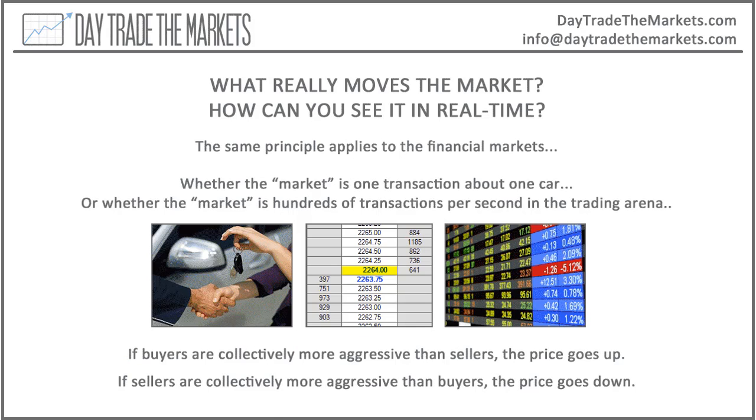Okay. Now, the same principle applies to the financial markets. So again, we could be talking about a negotiation for one car, or we could be talking about the electronic markets of today, where hundreds and thousands of contracts are being bought and sold per minute. Well, again, same principle applies. If buyers are collectively more aggressive, price is going up, and if sellers are collectively more aggressive, price is going to go down.